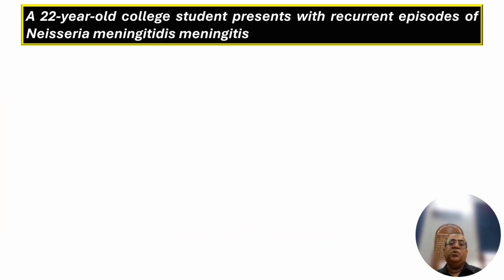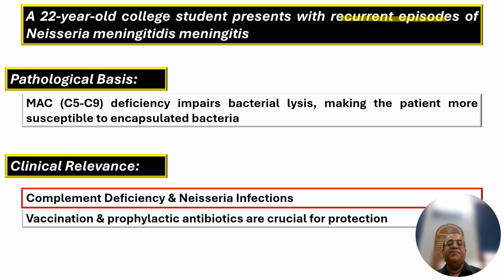A 22-year-old college student presents with recurrent episodes of Neisseria meningitis. So this is a case of complement deficiency and Neisseria infection. There is deficiency in membrane attack complex formation, which impairs bacterial lysis, and these patients are susceptible to encapsulated bacteria. Prophylactic vaccines and prophylactic antibiotics are crucial for protection in this condition.